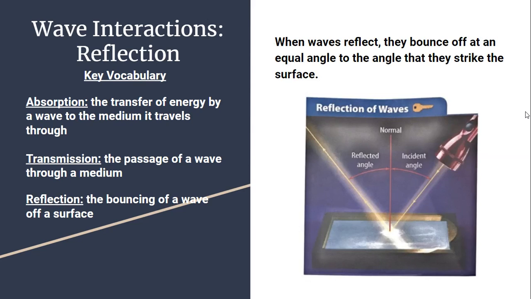An interesting thing happens. When these waves reflect, they bounce off at an equal angle to the angle that they strike the surface. Straight up and down, a 90-degree angle would bounce it straight back from where it came from. But when you tilt that light, like you see in this flashlight image, that angle from the flashlight to 90 degrees, or perpendicular, is the exact same angle that it reflects across on the exit path.